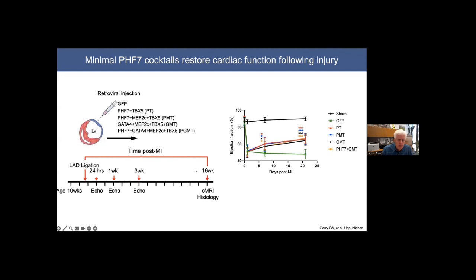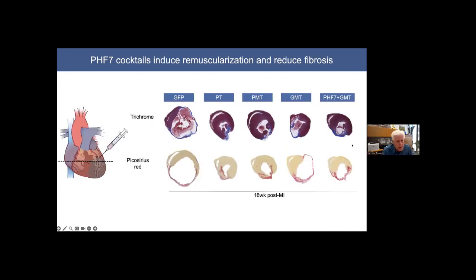The strongest in vivo combination shown by Deepak and others for reprogramming is GMT, and we believe that PHF7 can replace components of this cocktail, as shown by the comparable restoration of ejection fraction with the PT versus the GMT or other cocktails. This shows the consequences on muscularity and fibrosis following injection of each of these different cocktails. I won't go into all the details due to time, but you can see that each of these different cocktails can diminish fibrosis to varying extents and can enhance muscularity at the infarct region.